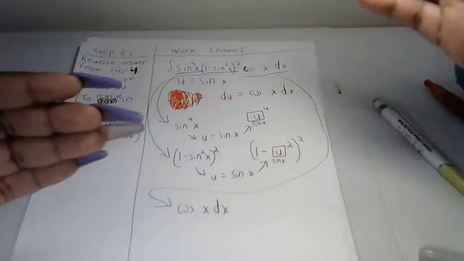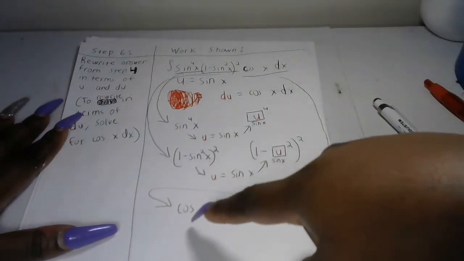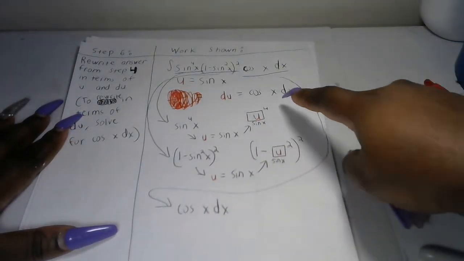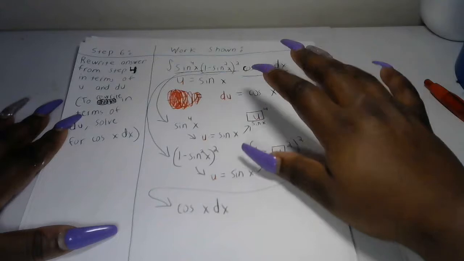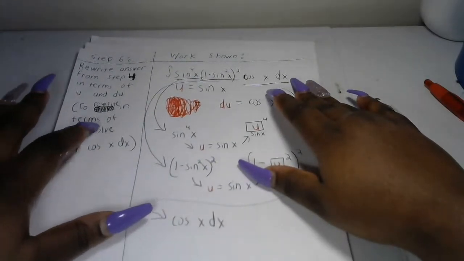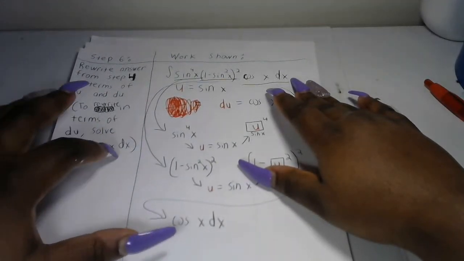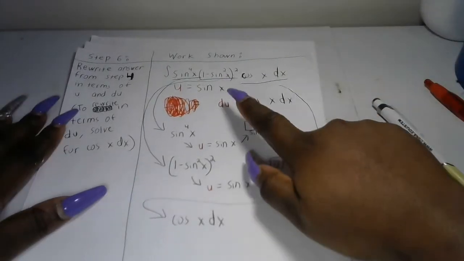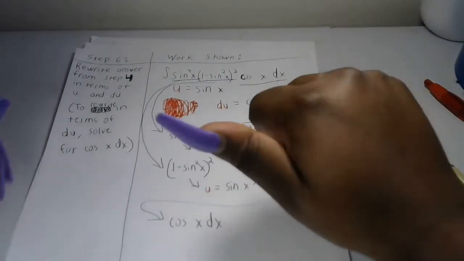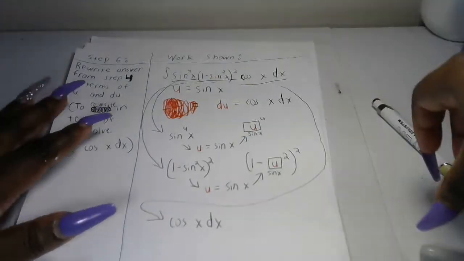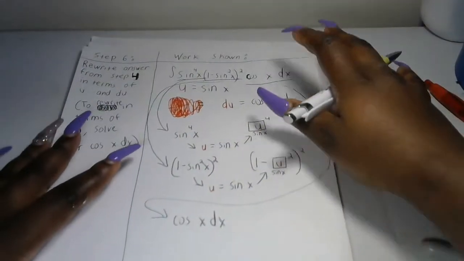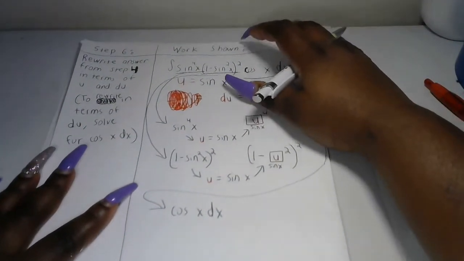So the way all the math works out, it's already positive and du already comes as positive cosine x dx. So to rewrite in terms of du, we solve for cosine x dx, but we don't even have to do that because du already is cosine x dx. So that's pretty awesome. Anyway, let me stop babbling and just finish the problem.